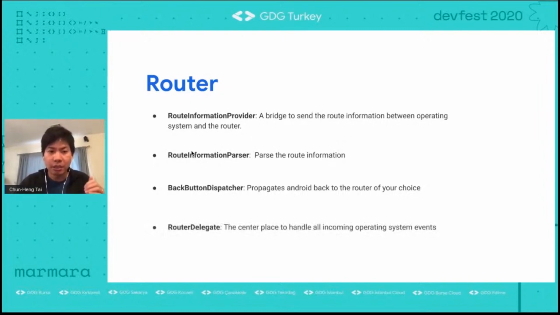And the last delegate is called router delegate. This is the centerpiece where it handles all the incoming operating system events. This delegate also takes care of the parse result from the route information parser. It also handles the pop event from the back button dispatcher. And then it will also build the widget subtree for the router, where typically you want to build a navigator.